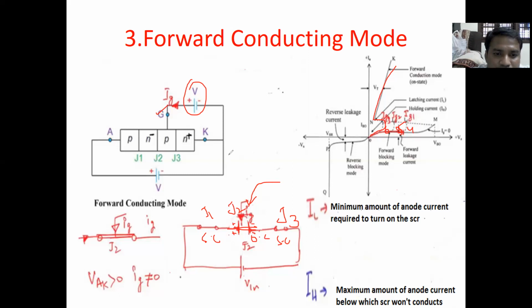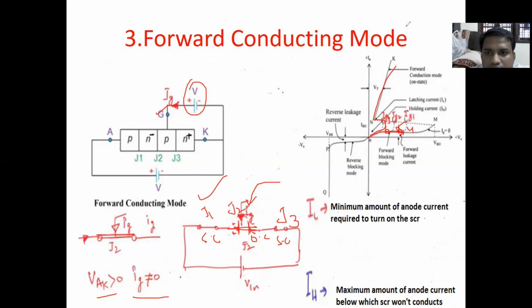If we trigger, previously the gate current is 0, but in this conduction mode, as gate current is more, conducting time will be very fast. So anode to cathode voltage is greater than 0, and gate current is not 0. So this is the forward conducting mode.